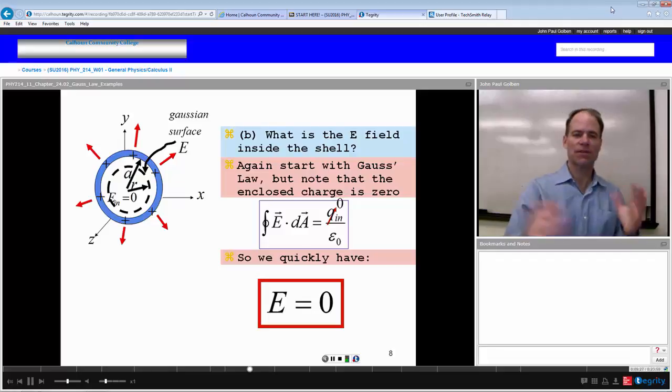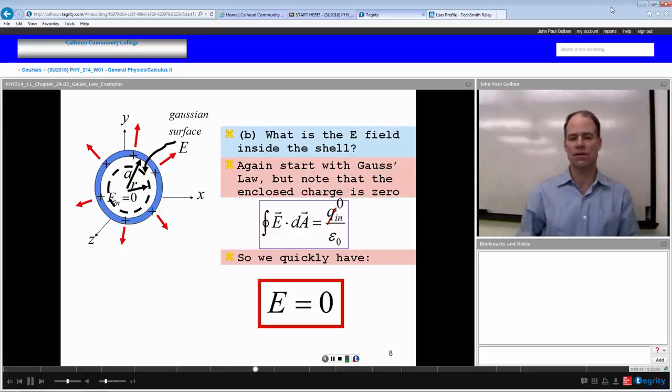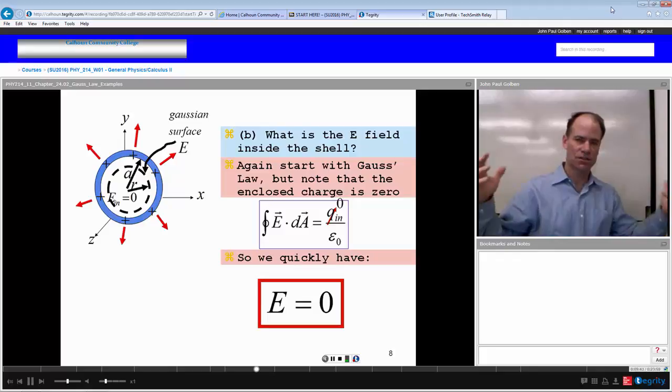We have a name for this kind of construction. It's called a Faraday cage. It's a cage which allows charge to build up on its surface, but in essence is shielding you from the external fields so that you have no E field inside due to the external fields.